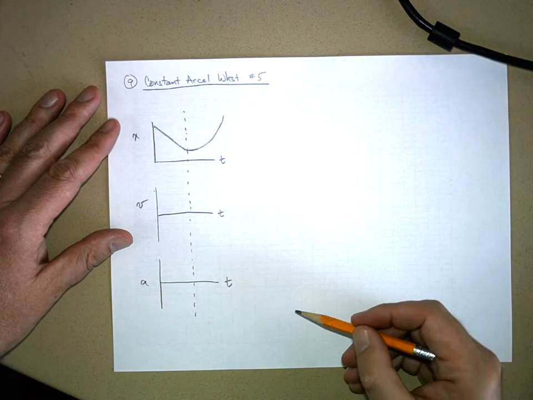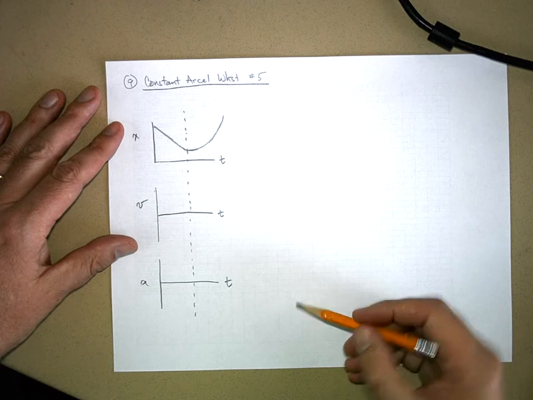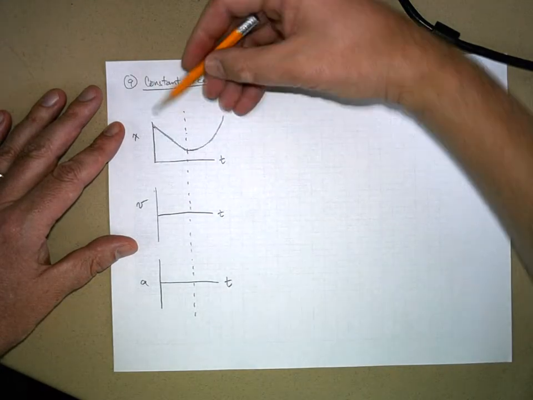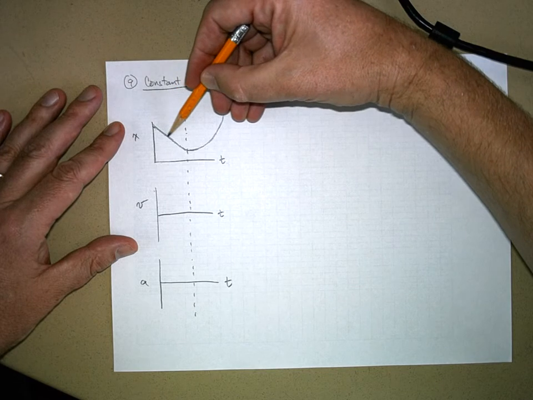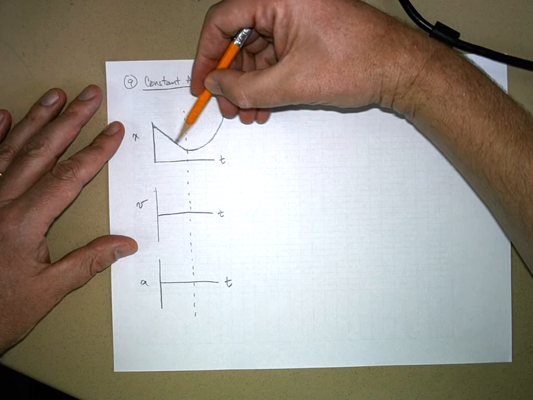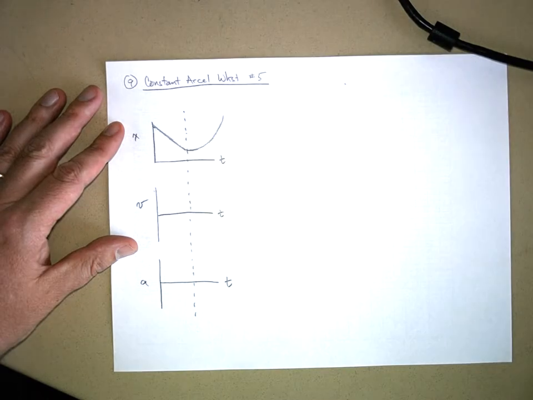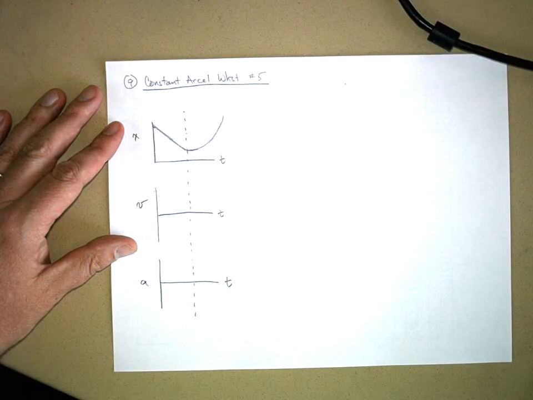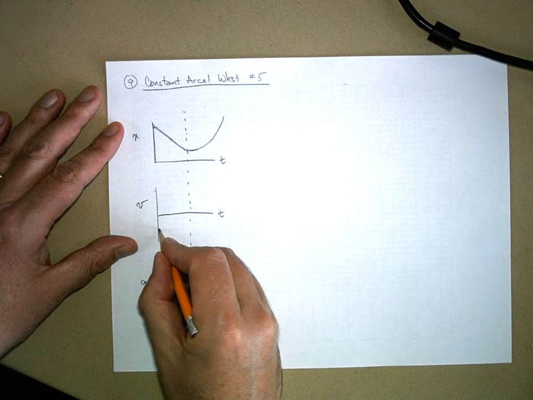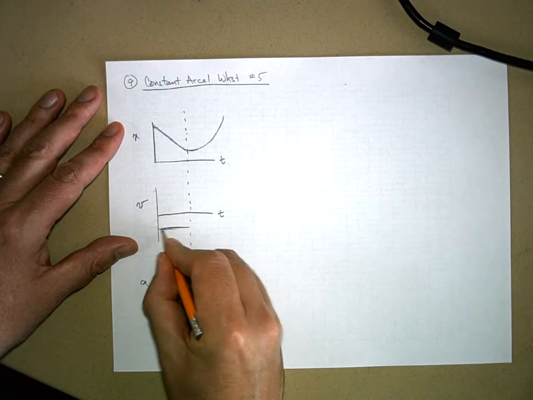Well, how are you going to draw the velocity versus time graph? What you do is you look at the slope. And these are all qualitative. You look at the slope. See how this has a negative slope, but it's a constant slope. That means the velocity is negative, but it's not changing over time. It's a constant negative velocity. So I would just down here go constant negative velocity.